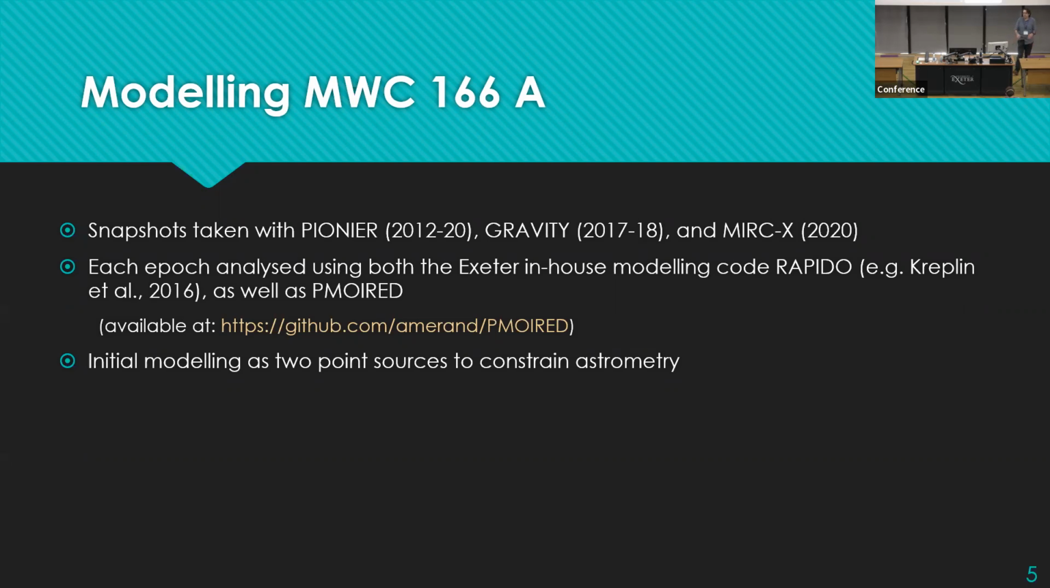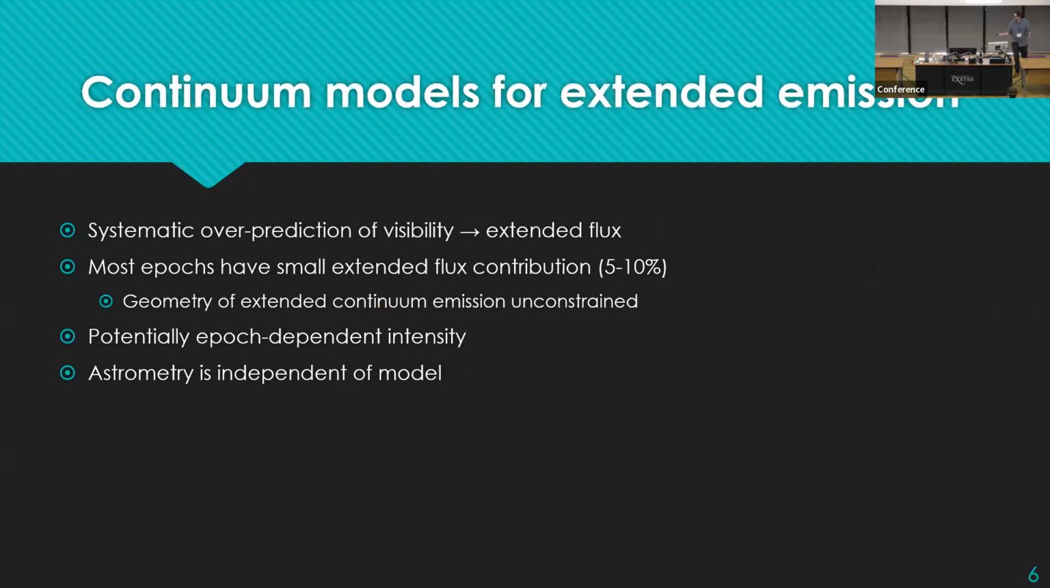But still, yeah, we knew this wasn't the whole picture because we had the systematic overprediction of the visibility models from the pure point source models. So clearly we need some sort of extended flux. But when we tried to model that, effectively, we know it's about 5 to 10% at each epoch, but the geometry of this extended flux is effectively degenerate in every model that we've tried. So we just kept it as a background, say we don't know the geometry, that's fine. The astrometry is okay, regardless.